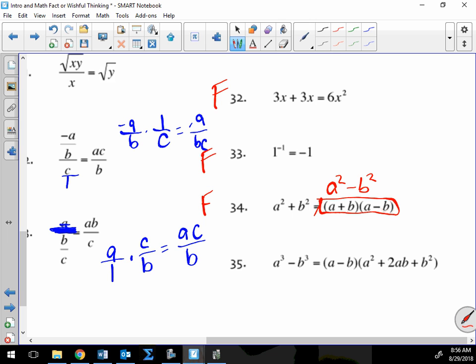All right, 35. What's wrong with 35? Good. The first time I did this, I actually didn't catch that. So difference of cubes, it's not 2AB, it's just AB.